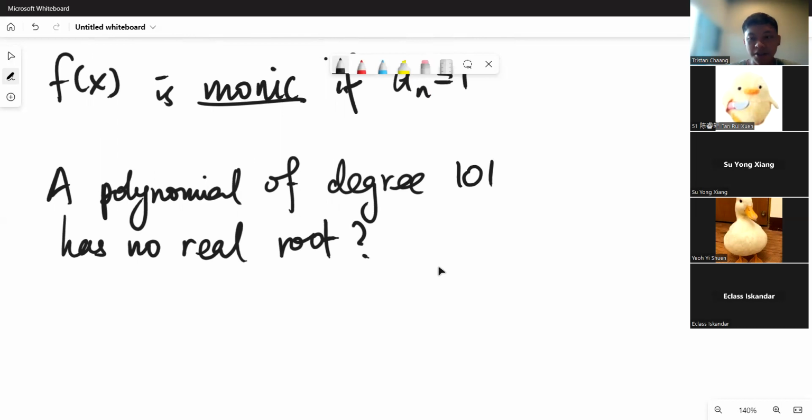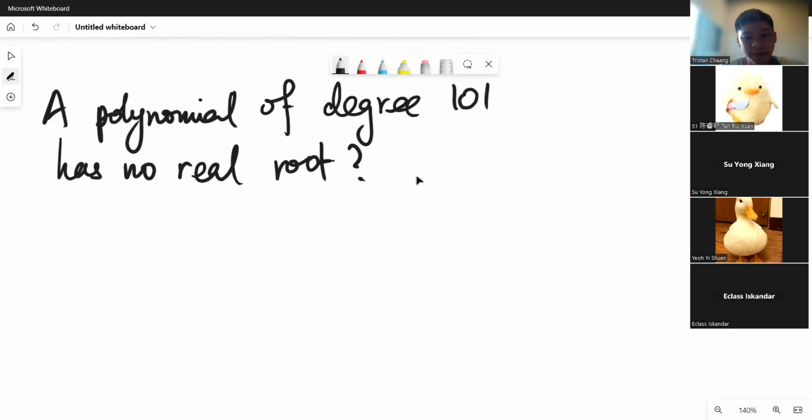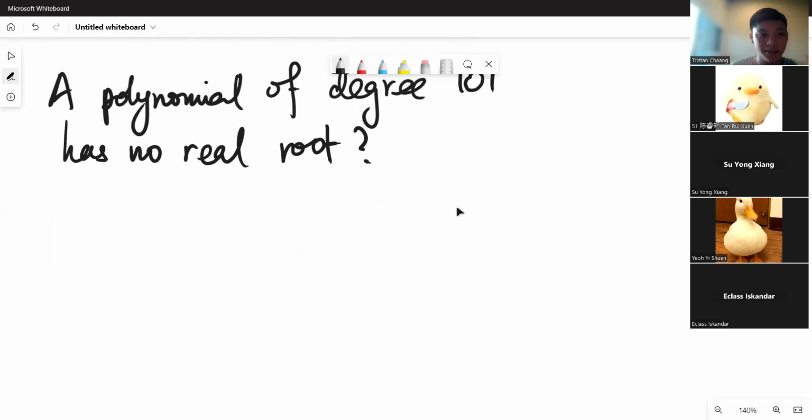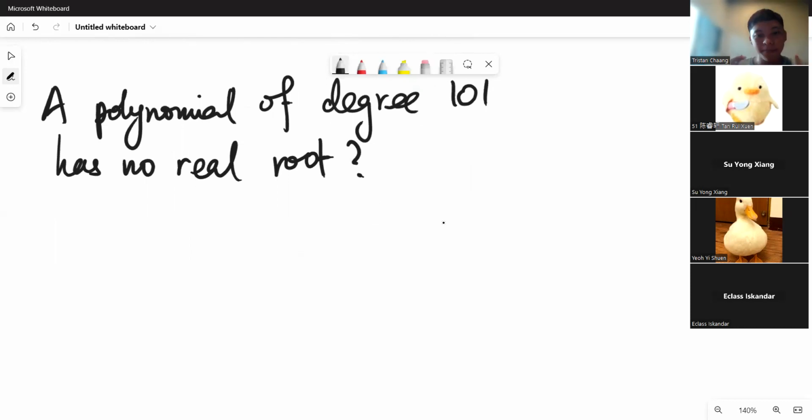I mean, here it doesn't matter what coefficients I allow. I think this statement holds if we allow complex coefficients or real coefficients or rational coefficients. So can a polynomial of degree 101 have no real root? So the first term is x to the power of 101. Okay, maybe that's a harder question. I think the answer is no, because every real number has a real 101th root. But if it has, that means, oh, you mean the statement is no.